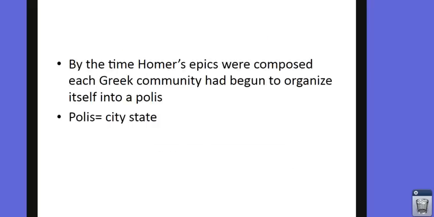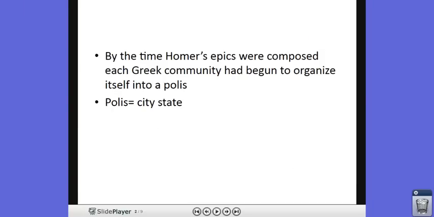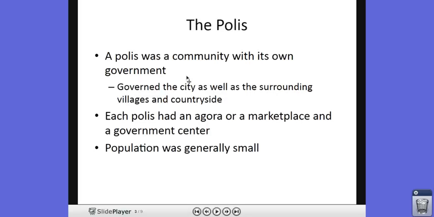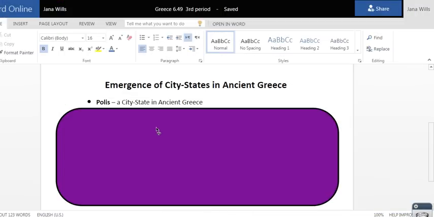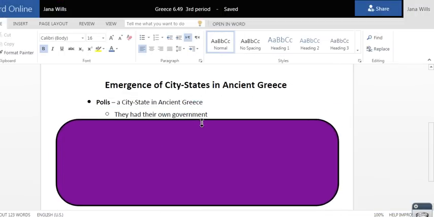I'm going to be toggling back and forth between these slides here. This is exactly what I did in class today. The polis was a community with its own government. It governed the city as well as surrounding villages in the countryside. Each polis had an agora or a marketplace and a government center, and the population was generally small. Okay, we're going to make some notes on that as well.